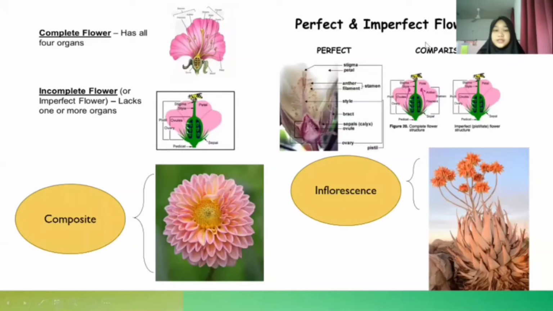So here we can conclude that the complete flower is also the perfect flower as it has all four organs. On the other hand, the incomplete flower is also considered the imperfect flower because it lacks one organ, which is either the stamen or the carpel. This is the composite flower, and this is the inflorescence flower.